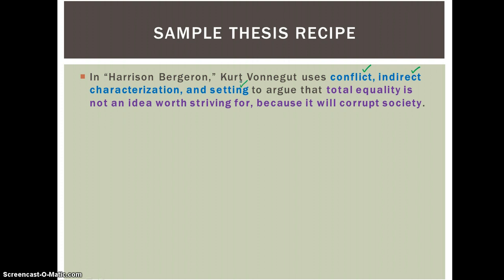Notice how all of these are elements of fiction, and it is clear by reading this thesis statement that I will discuss conflict first, and then indirect characterization, and lastly, setting. And I am using those to argue for the theme that is in purple here, that total equality is not an idea worth striving for because it will corrupt society. So again, this is a theme sentence, not a one or two word subject. I've also included my short story title in quotes and the author's name.